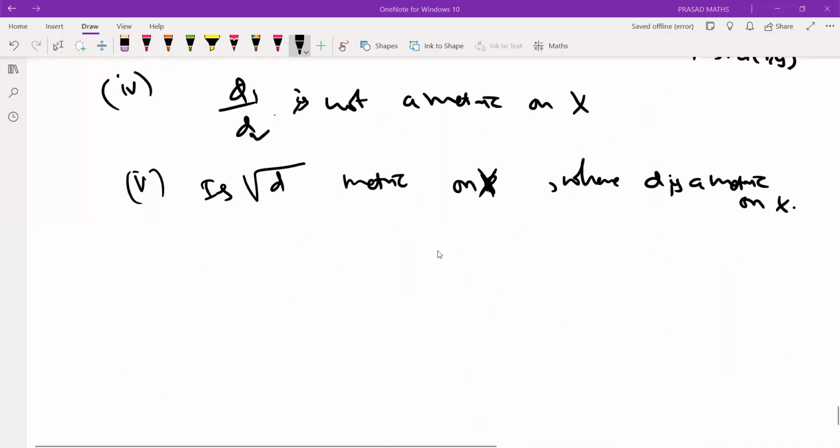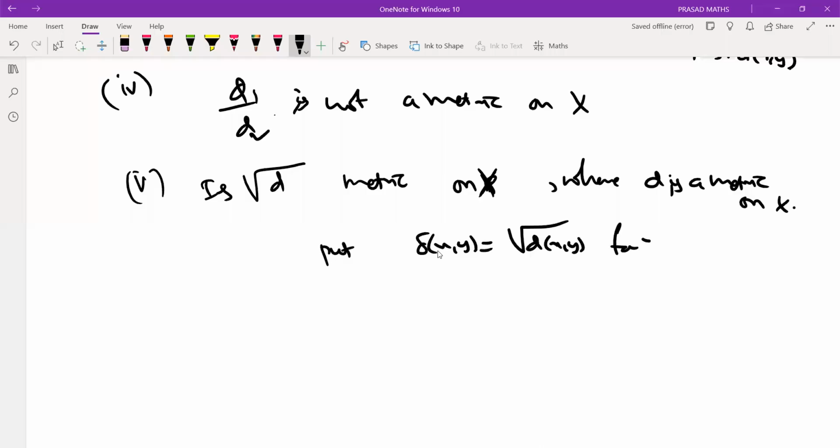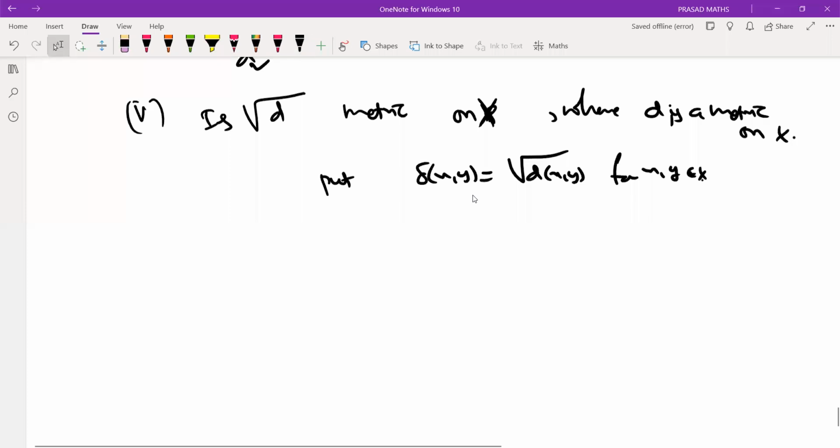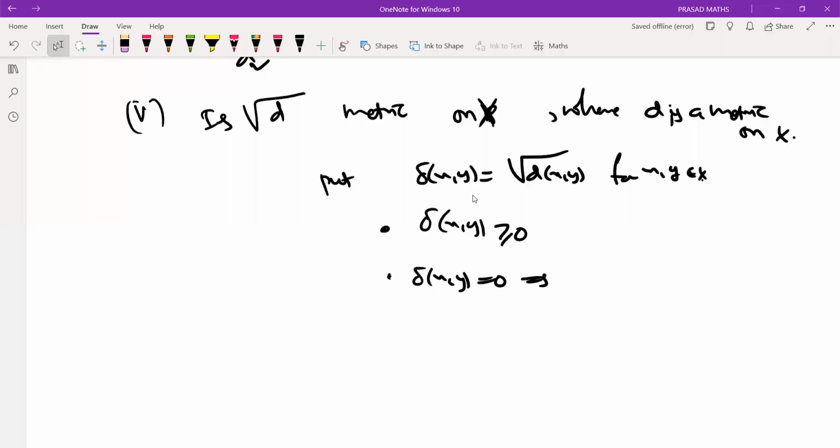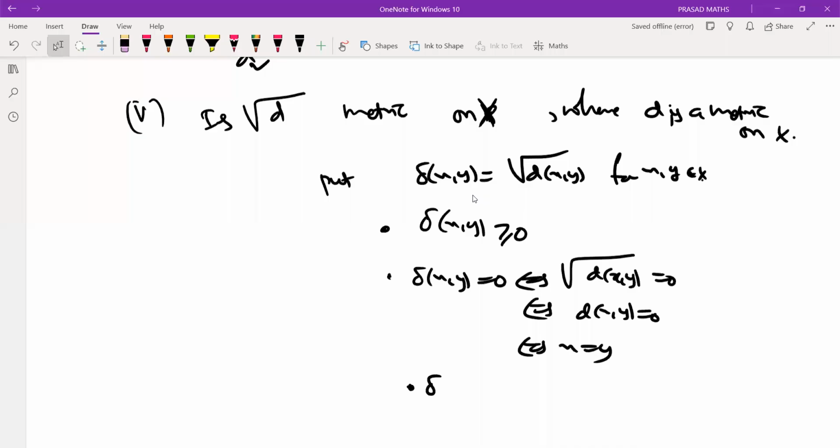Right. So suppose you take delta of x comma y is equal to root of d of x comma y, for x comma y belongs to X. So non-negativity problem లేదు because root is always non-negative కదా. నెక్స్ట్ ఇది కూడా ప్రాబ్లం లేదు because d is a metric కాబట్టి. That is d of x comma y is 0 if and only if x equals y because d is a metric. Symmetric కూడా ప్రాబ్లం లేదు ఎందుకు d is a metric కాబట్టి. ఈ మూడింటికి ఎట్లాంటి ప్రాబ్లం లేదు.